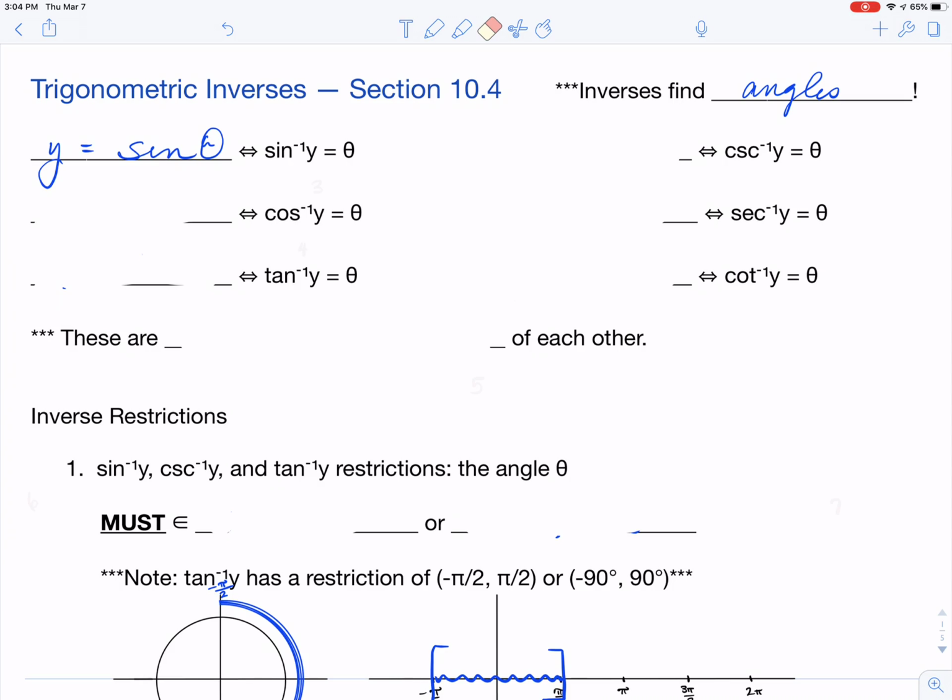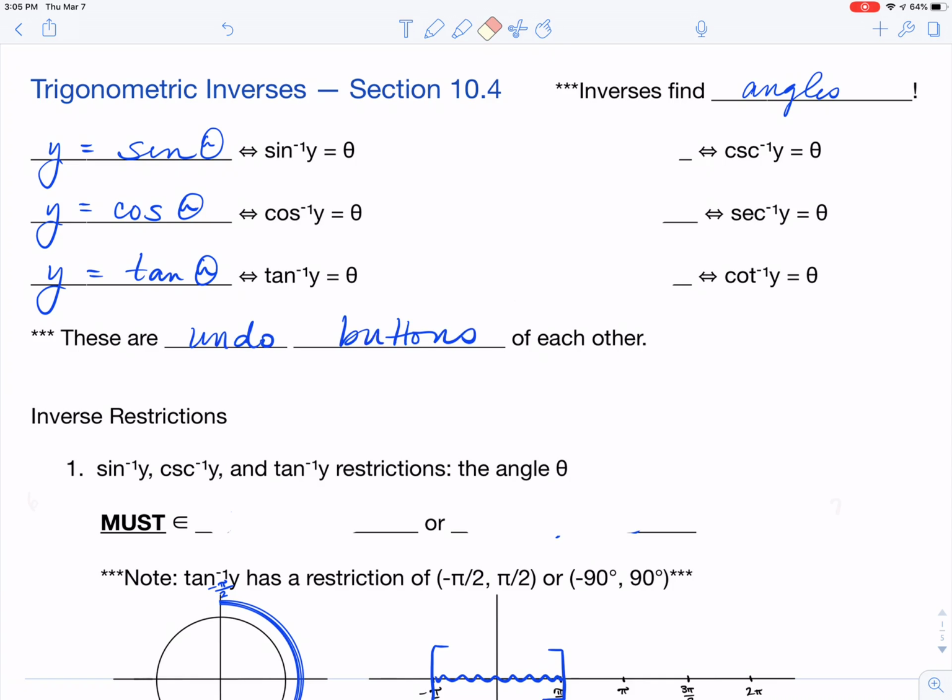When theta is equal to cosine inverse, this is going to be y is equal to cosine of theta. And then thirdly, when theta is equal to tangent inverse of y, y is equal to tangent of theta. Now, for your embedded question on this one, I'd like for you to just simply take the other 3 and turn them into normal trig functions. All of these inverses are undo buttons of each other. That's the whole point of an inverse, it helps us to undo our trig.